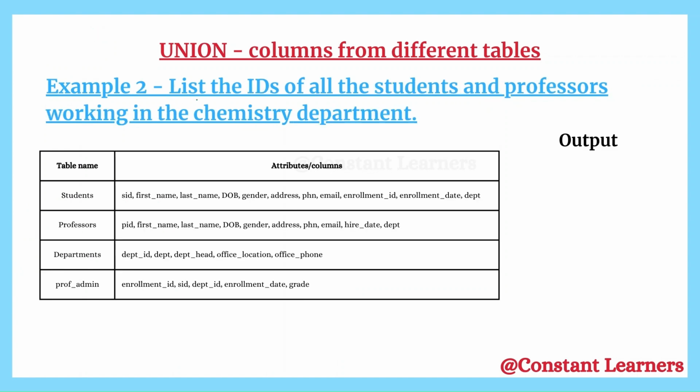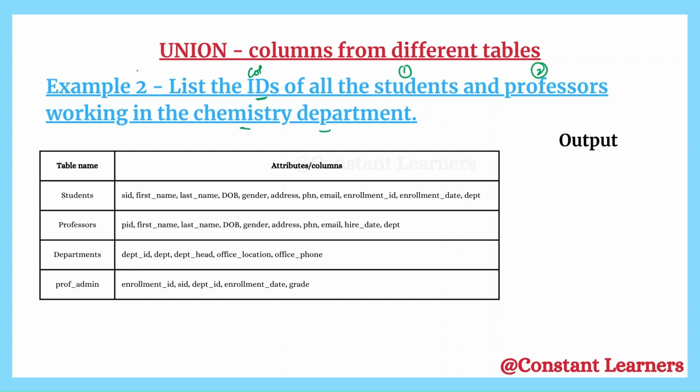Next example states that we need to list the IDs of all the students and professors working in the chemistry department. Now the column that we need is the IDs, right, of all the students. So we need to combine the IDs of the students with the IDs of the professors, right? But now here we have a condition that they must be working in the chemistry department. Both the students and professors whose IDs we need, they must be working in the chemistry department, right?